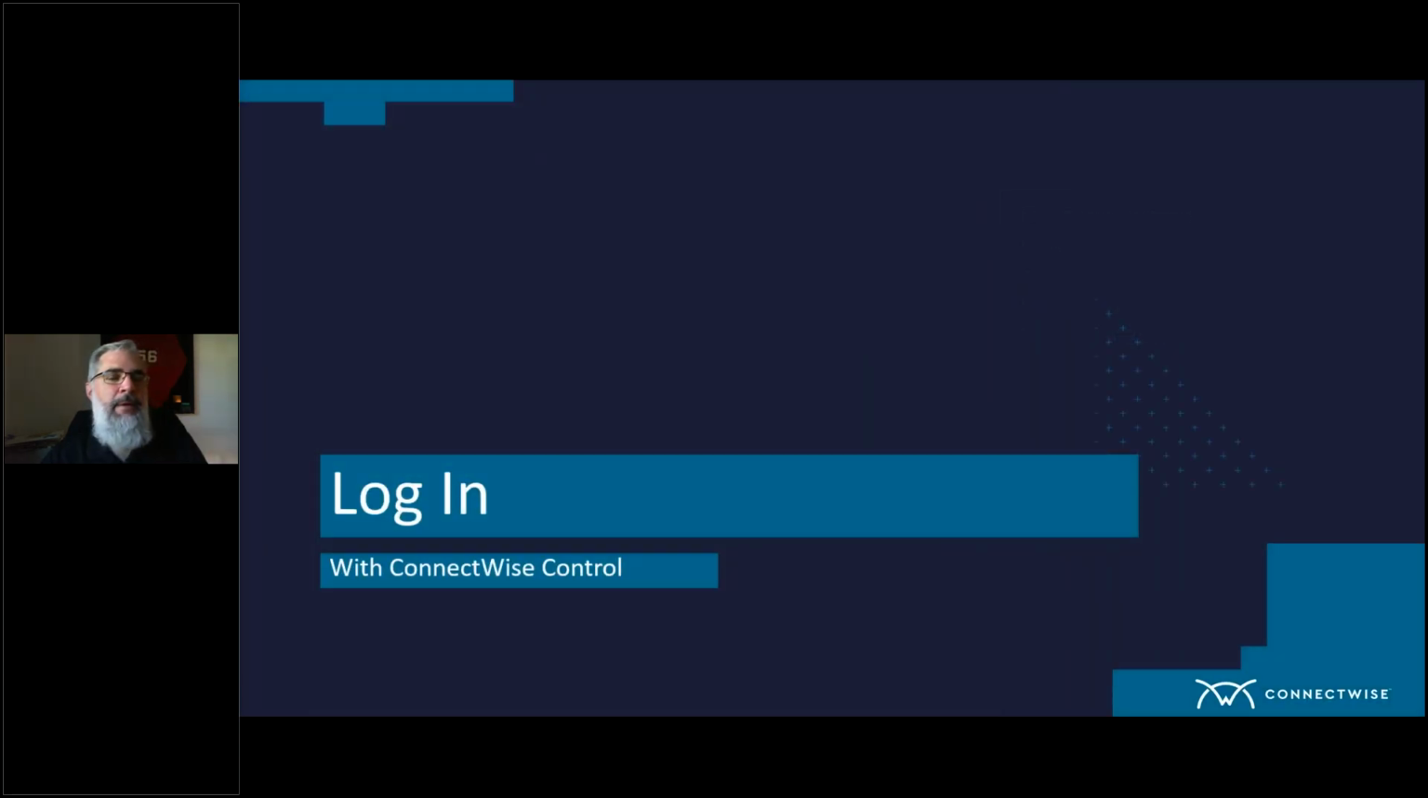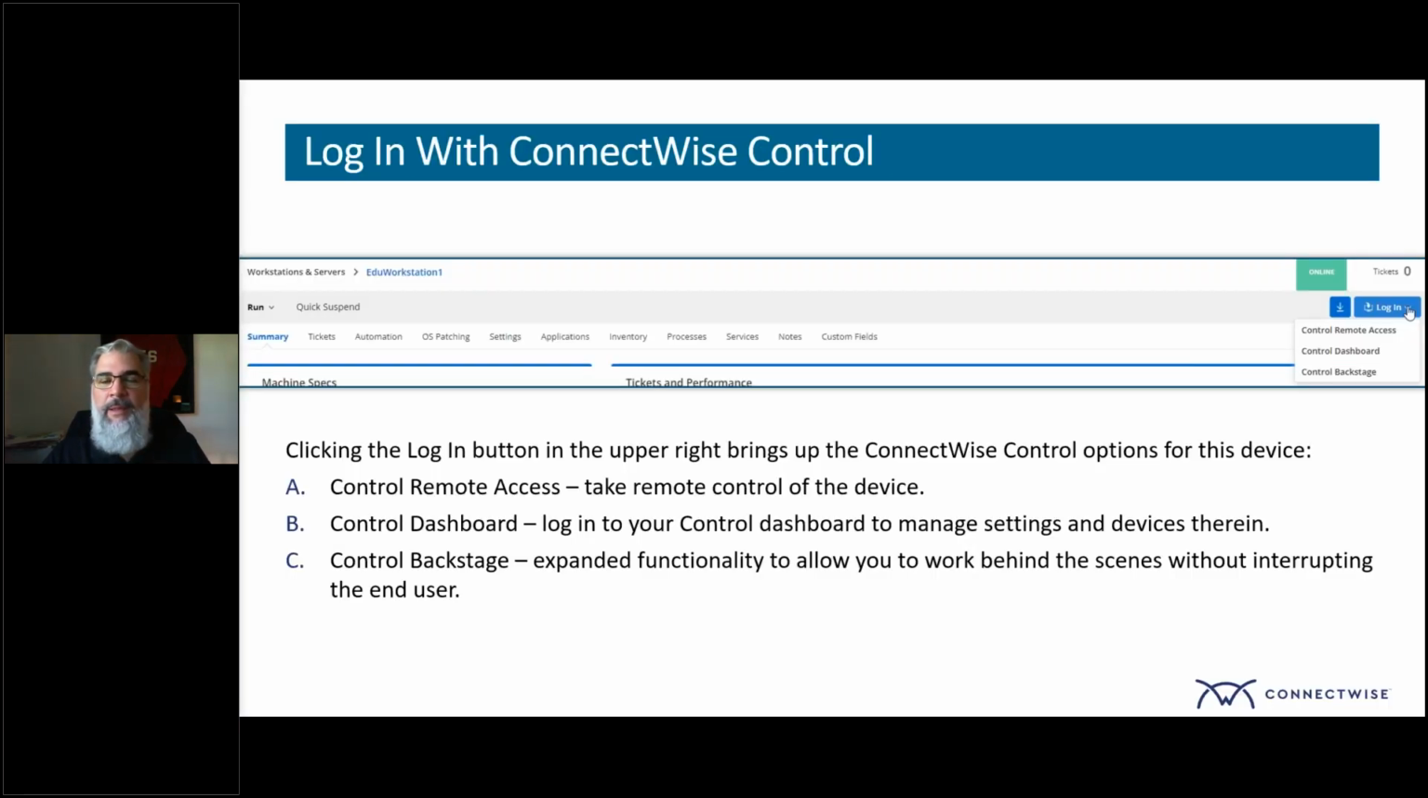Just like I had in that devices list, I've got the login button in the upper right from my device detail screen. This is going to give me access to my ConnectWise Control functionality. Once again, control remote access. I'm just going to connect to your machine right now. This is perhaps where I would leverage that manage send message function.